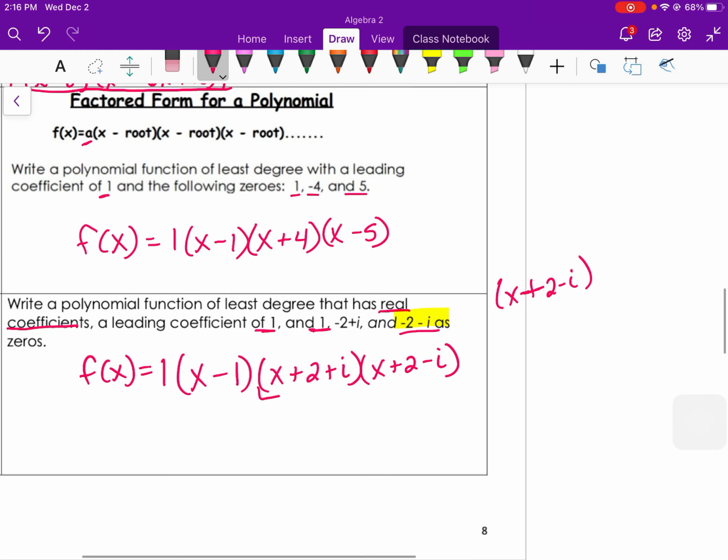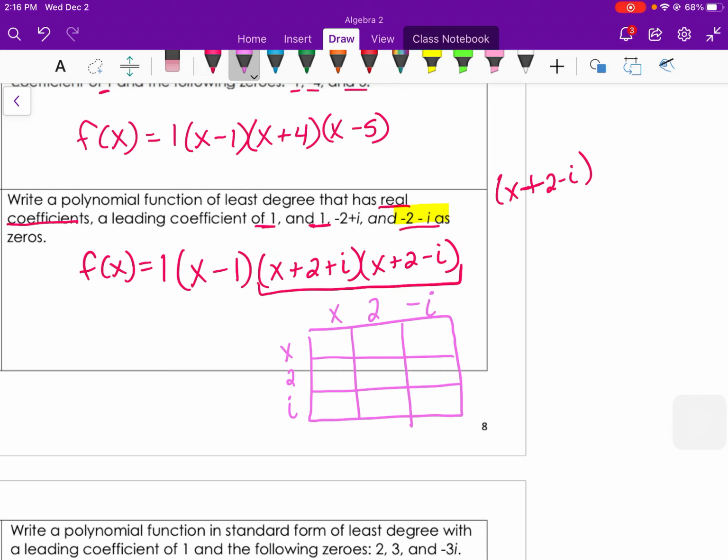A box might be a good option here because you can keep your work more organized. So if you did x, 2, and i, and then x, 2, and negative i, you can multiply it out. You get x squared, 2x, negative ix, 2x, 4, negative 2i, ix, 2i, and negative i squared. Then you'll see that you'll get those opposites like 2i and negative 2i. Anything that's imaginary should cancel. And then negative i squared is going to be positive 1 since i squared equals negative 1.